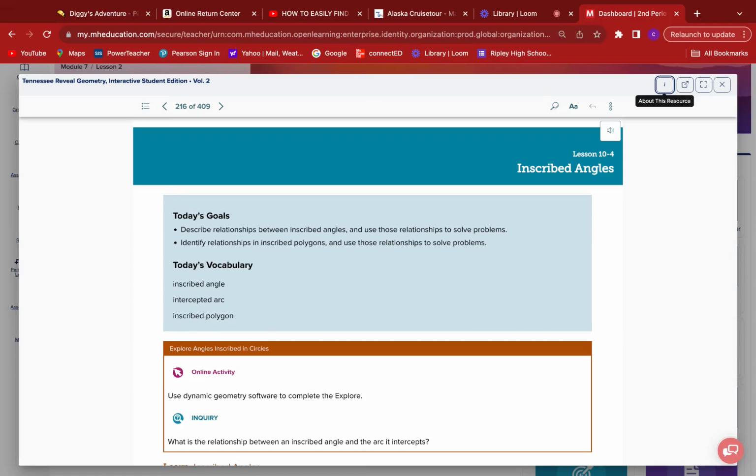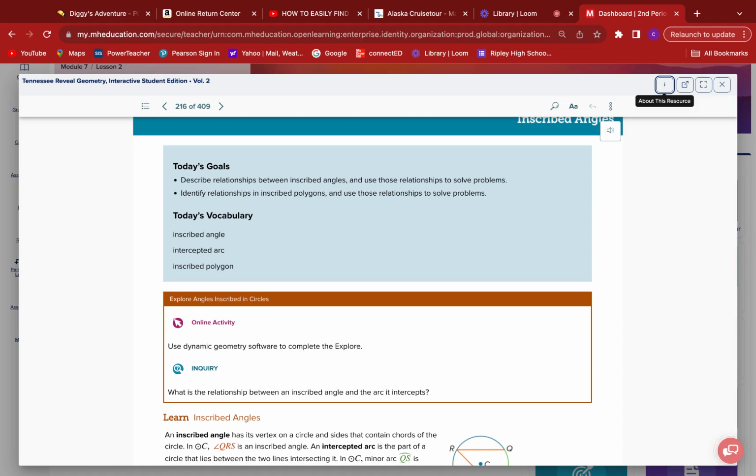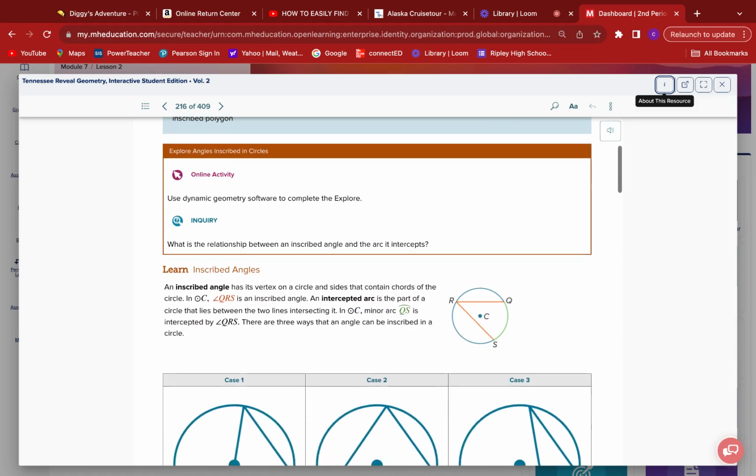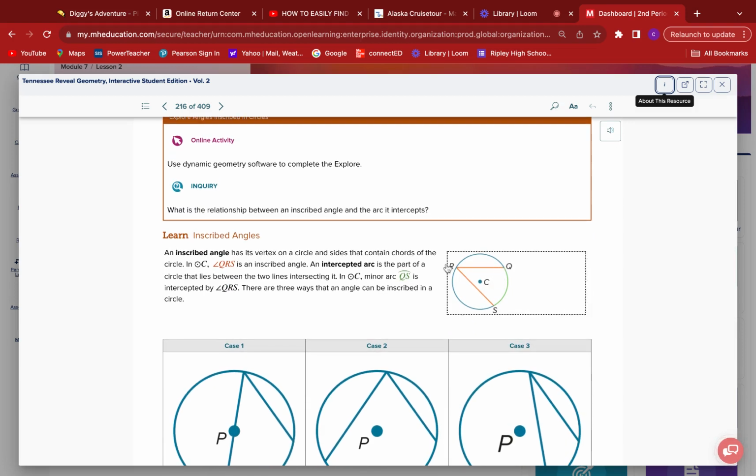Hey, everybody. We are in lesson 10.4 on inscribed angles. So first off, you need to understand what an inscribed angle is. It's basically an angle whose vertex is on the circle. If you're a visual person like myself, that's an inscribed angle, angle QRS, because the vertex R is on the circle. What it creates on the circle from Q to S is called the intercepted arc.